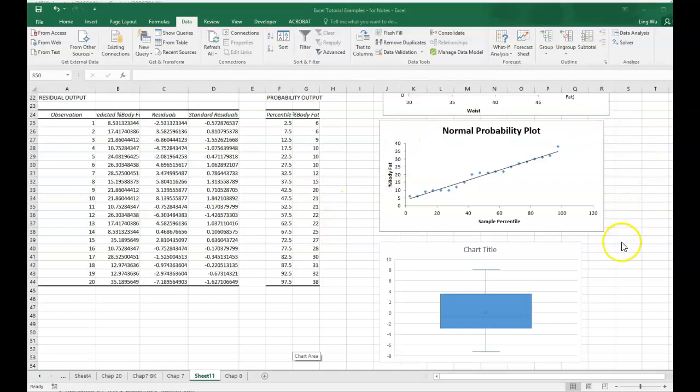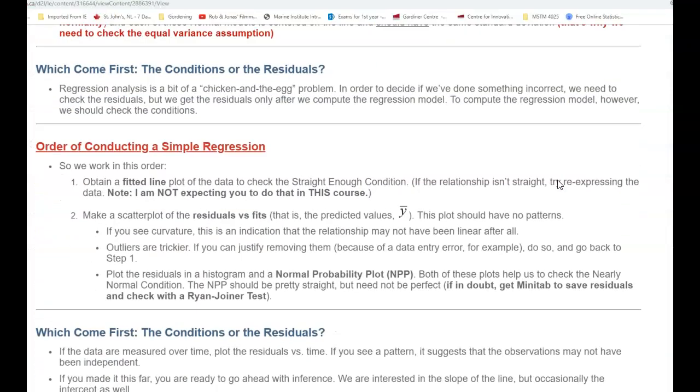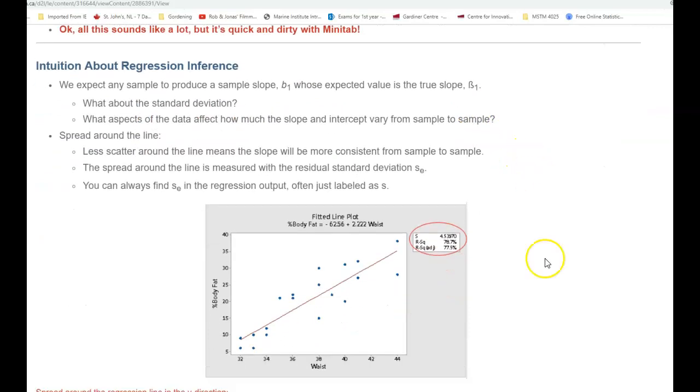However, in our normal probability plots by Excel, you can see the sample percentile is on the x-axis and the body fat is on the y-axis, but that doesn't really matter here. So we continue to look at the notes. We read those notes, and this also explains R square.